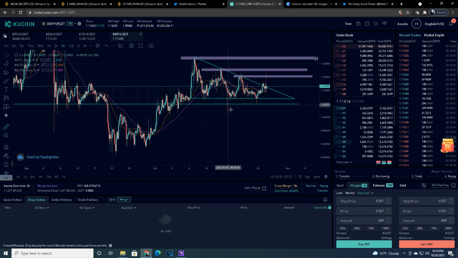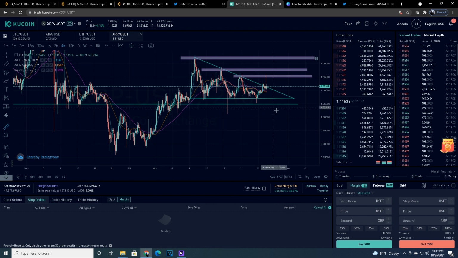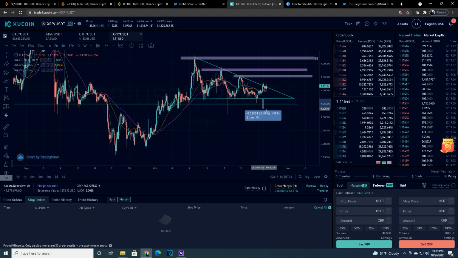You see how we had that long wick here? Something like that could happen again. And if it gets me, it gets me. But I'm going to go down to the next level, down to 1.03, because this is my next area where I'm saying, if it goes below 1.03, I'm out, I'm done.